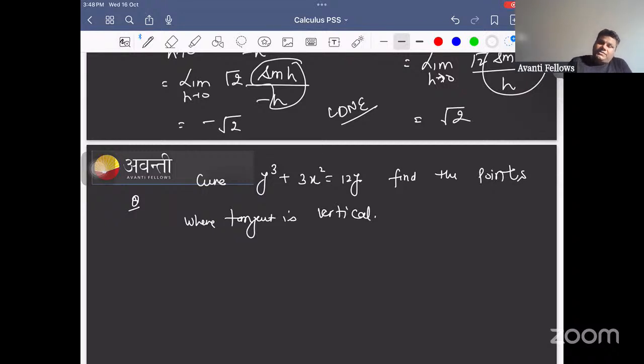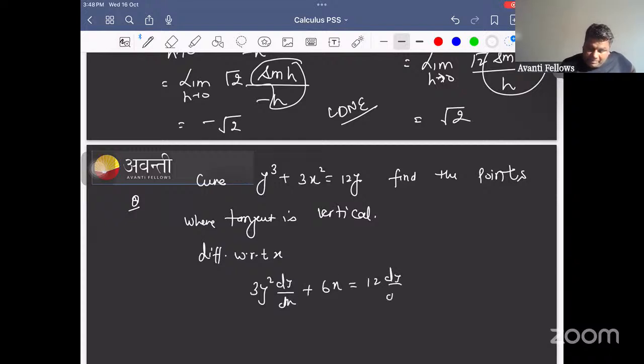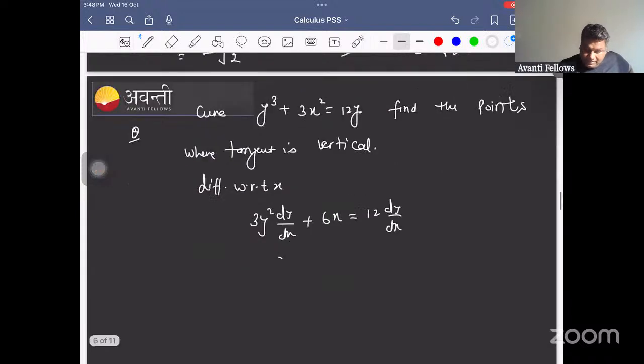So tangent is vertical means slope is getting infinite. Slope is getting infinite means dy by dx should be going infinite. So if you differentiate with respect to x, you get 3y square dy by dx plus 6x equals to 12 times dy by dx. So dy by dx is what? Minus 6x upon 3 times y square minus 4.